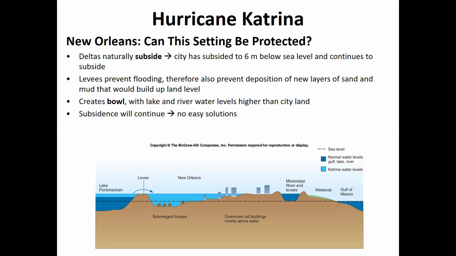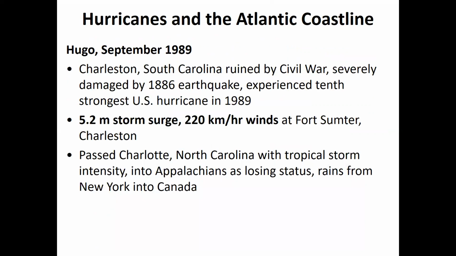And so as a result, it creates this bowl with the lake and river water levels higher than the city itself. So you have this lake over here and the Mississippi River over there, the Gulf of Mexico over here. And the city is actually this very low, depressed region in elevation. So it just filled in like a bathtub. And so the subsidence will continue. So there's no easy solution. It's a very unprotectable location.